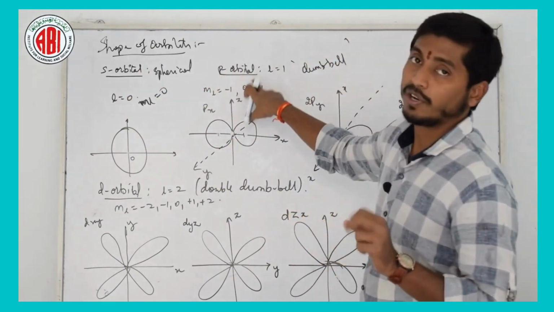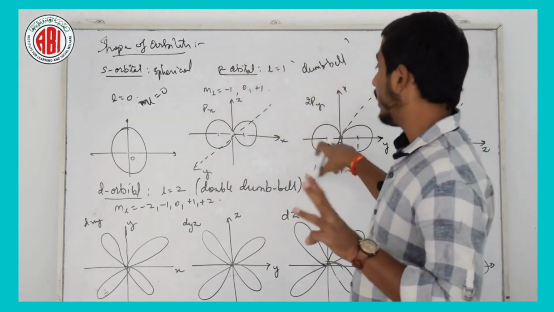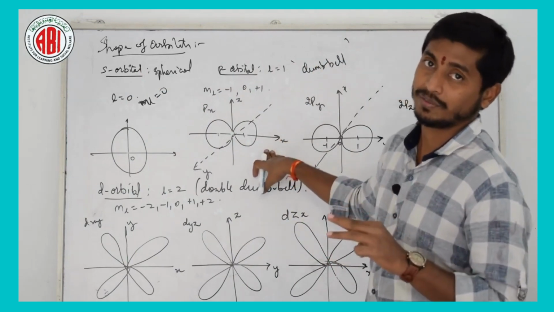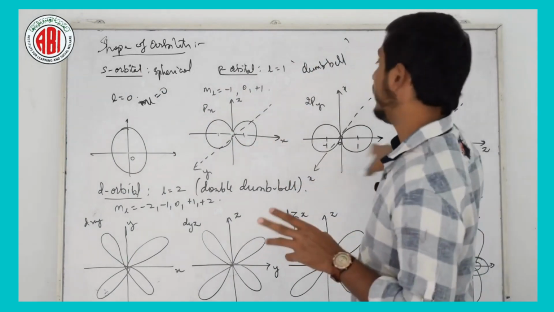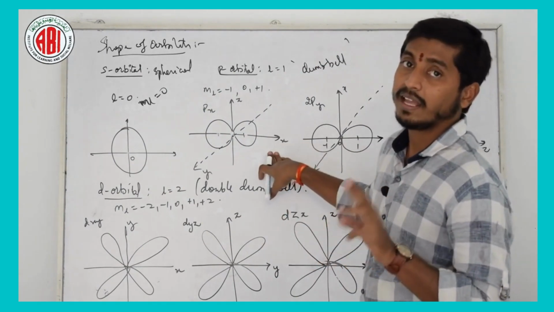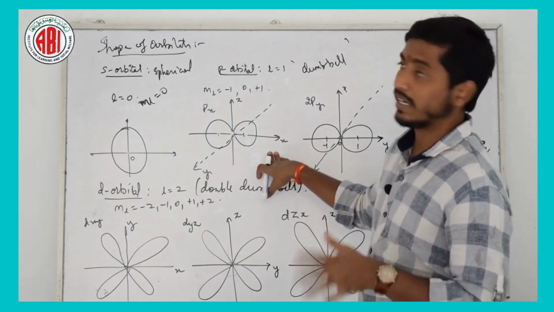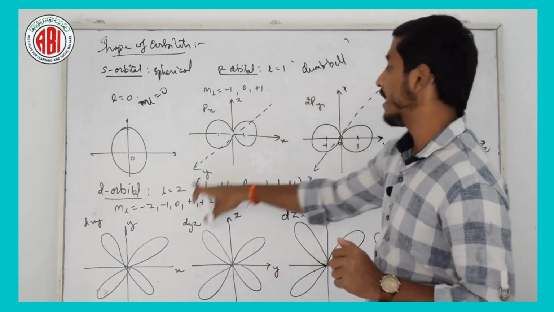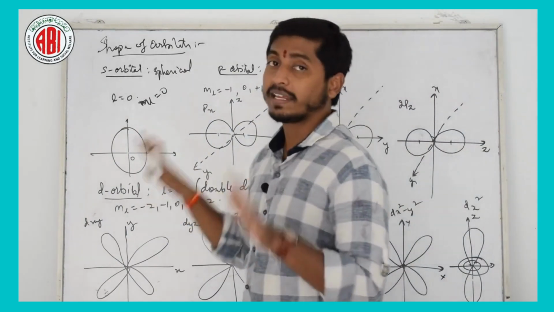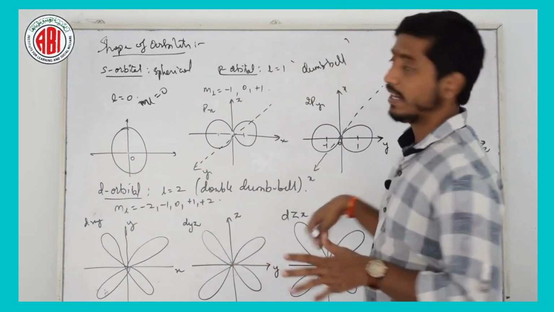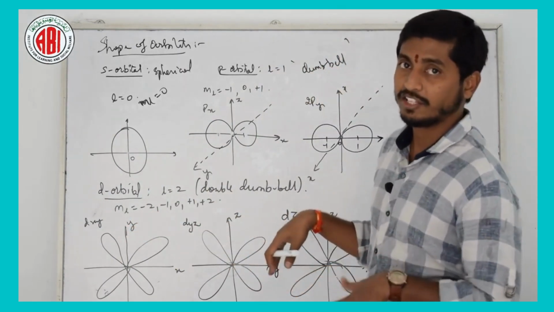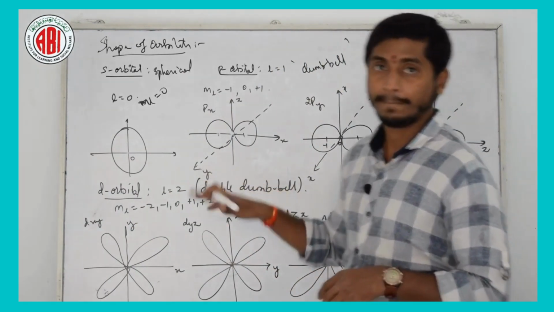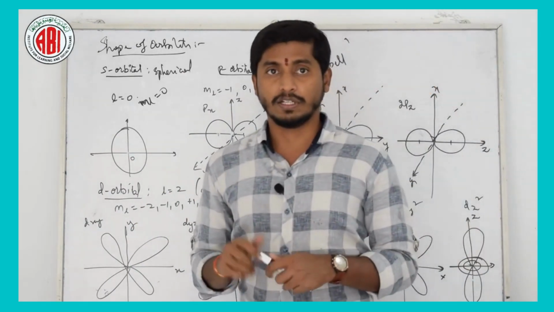When it comes to a p orbital, it has how many? 3 orbitals. Those are simply called degenerate orbitals. It can have 3 degenerate orbitals and accommodate 6 electrons, and the shape of a p orbital is dumbbell, right? When it comes to a d orbital, it can accommodate 10 electrons with 5 degenerate orbitals, and the shape of those orbitals is double dumbbell. Is it right? Hope you understood till here.